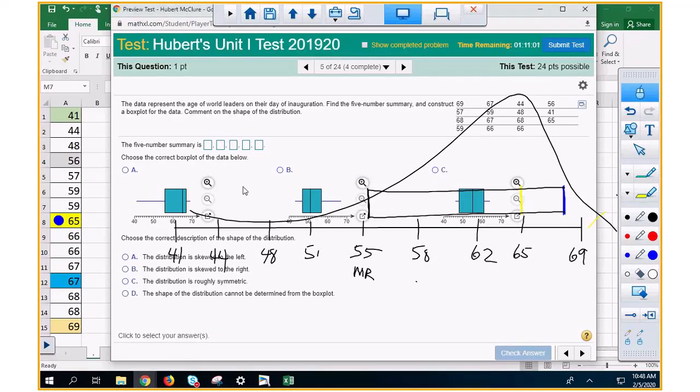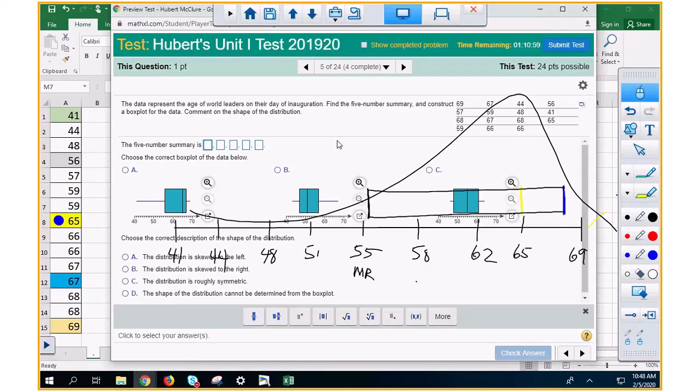All right, so what's the 5-number summary? Give me the numbers. Okay, 41. I got it on my drawing right there. 41. What's the next one? 56. 56. 65. 67. 69. Which one is it? It looks like this one.